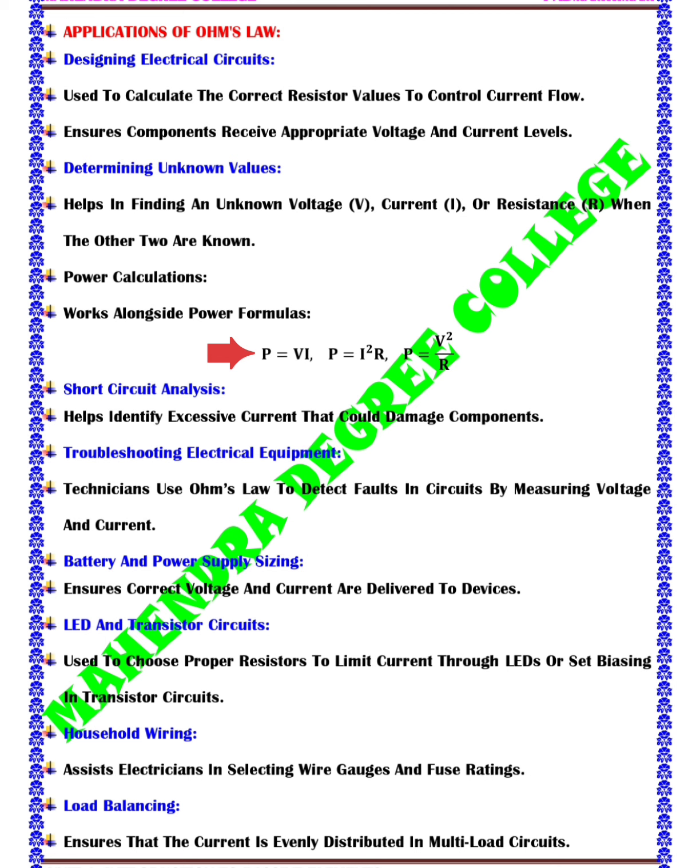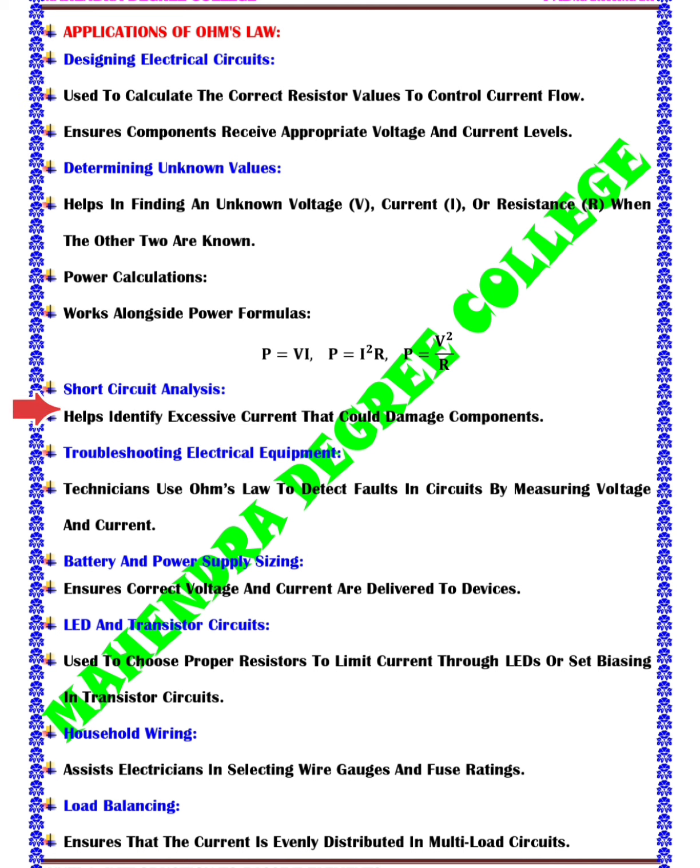Power equals voltage squared divided by resistance. Similarly, by substituting I equals V divided by R from Ohm's law into the power equation P equals IV, you get P equals V squared divided by R. The power in an electrical circuit can be calculated using any of these formulas, depending on which variables, voltage, current, or resistance, are known. Fourth one, short circuit analysis.